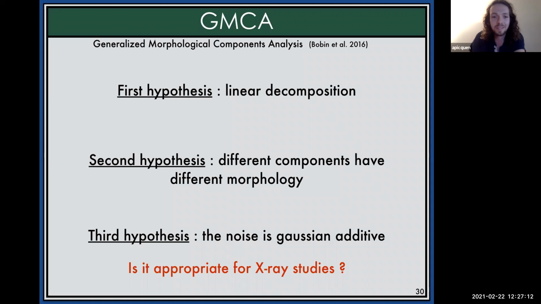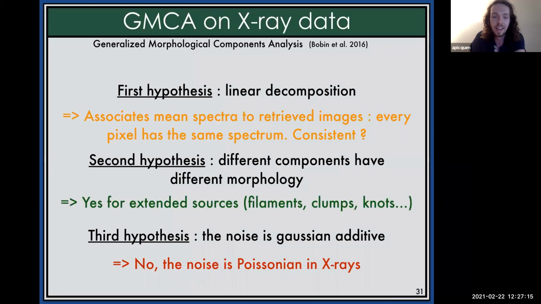So we ask ourselves if it's appropriate for X-ray studies. And the answers are, for the first one, it depends. It is not stupid to imagine that we will associate mean spectra to retrieve the images. We just have to look if the results are consistent and physically relevant. The second hypothesis is good for extended sources, because in supernova remnants, for example, we have a lot of different kinds of structures, like filaments, clumps, knots, so a lot of different morphologies, so it's not a problem. And unfortunately, the third hypothesis is not good, because we have Poisson noise and not Gaussian noise. But with a few tests, we can see if it's really an issue or not.